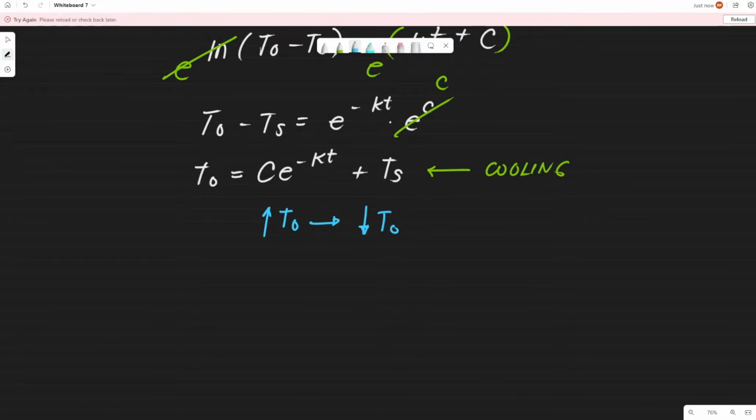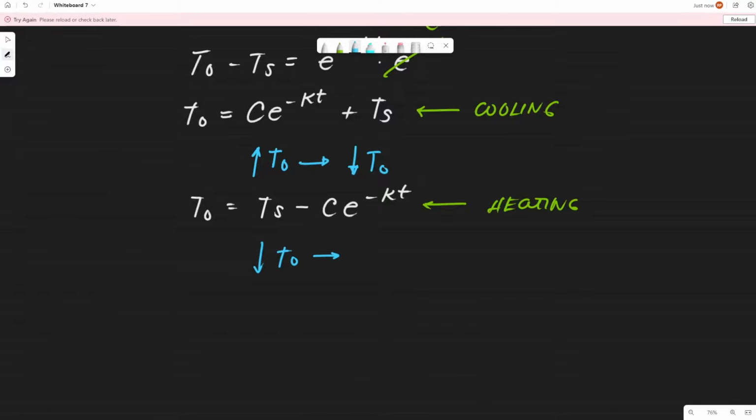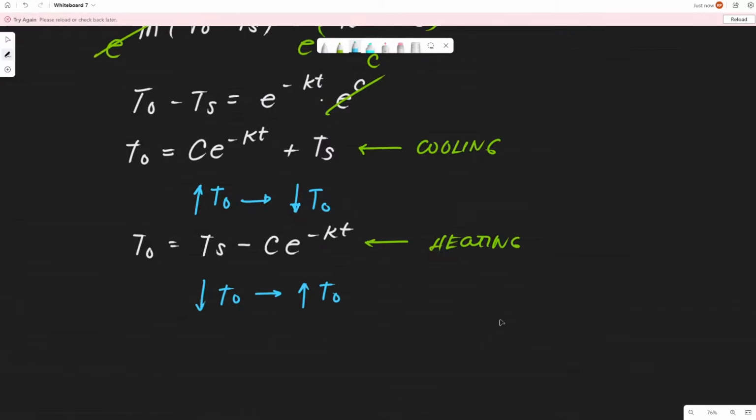Surrounding has nothing to do with it pala. Pag heating guys, ang ating formula is T sub O is equal to T sub S minus CE raised to negative KT. Okay, this is for heating. Kapag coming from a low temperature, you're going to arrive with the forward state of higher temperature. Yan yung mga working formulas natin for Newton's law of cooling.